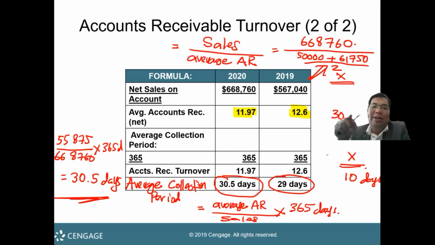So the idea for average collection period is that you need to compare the number of days. If your average collection period is 30 days and your competitor's average collection period is 10 days, it means they are more efficient than you in collecting the money from your customer.